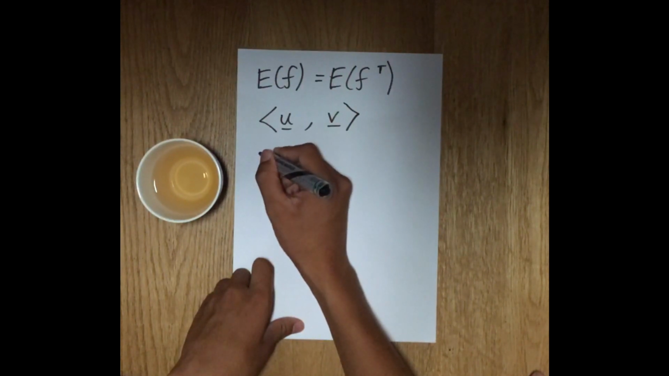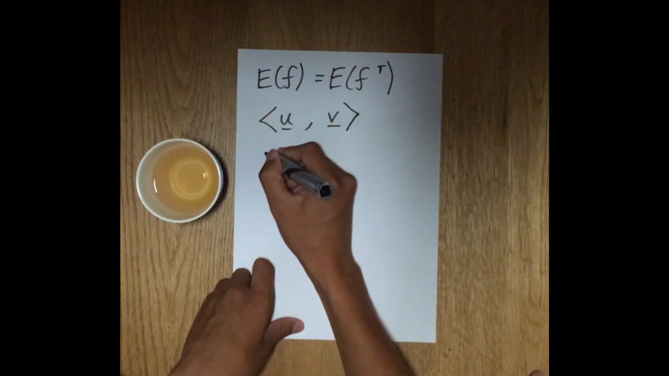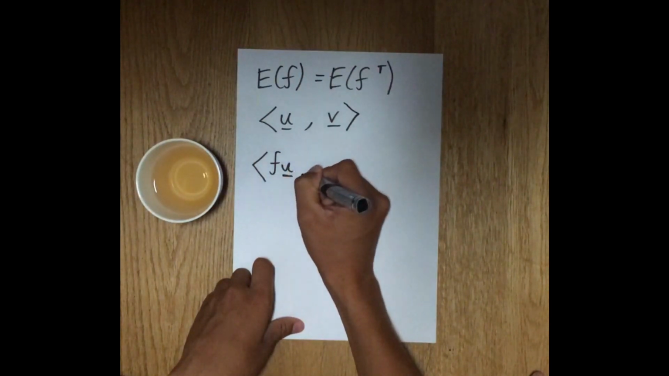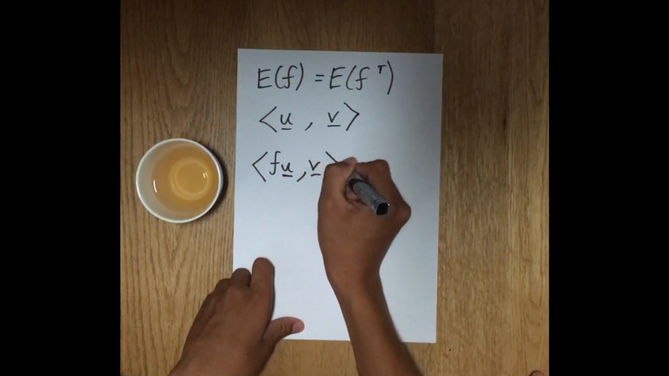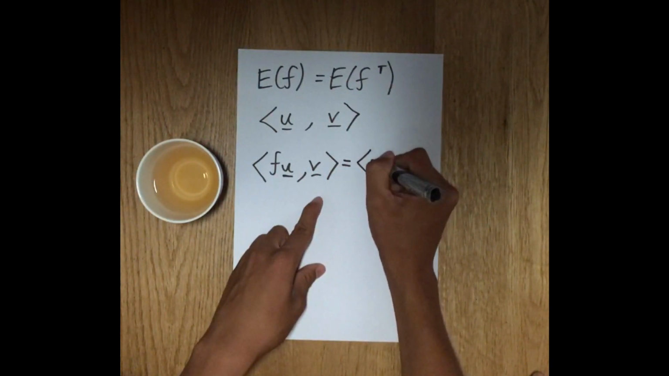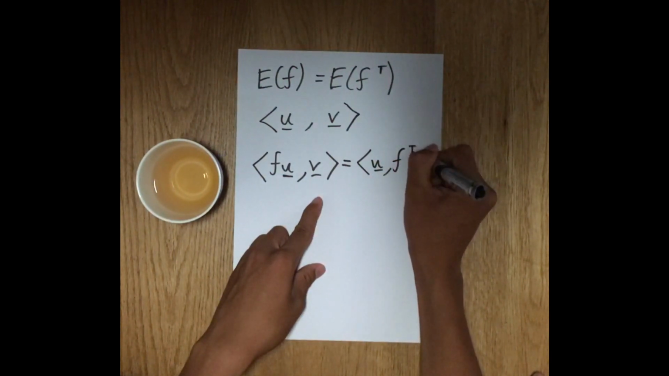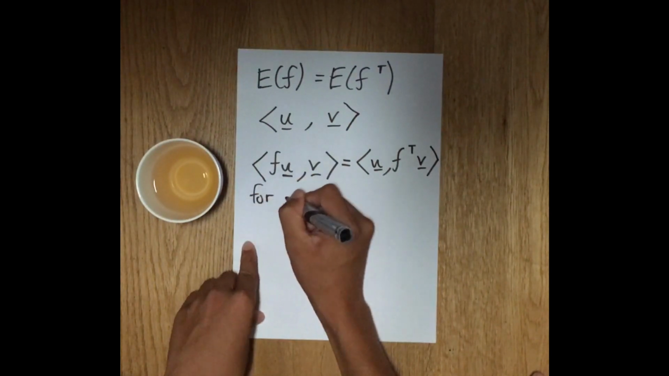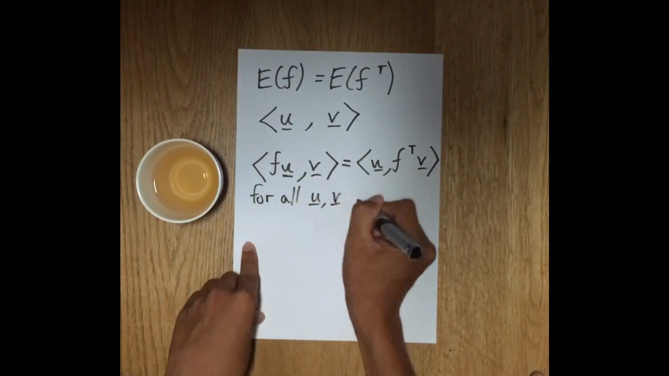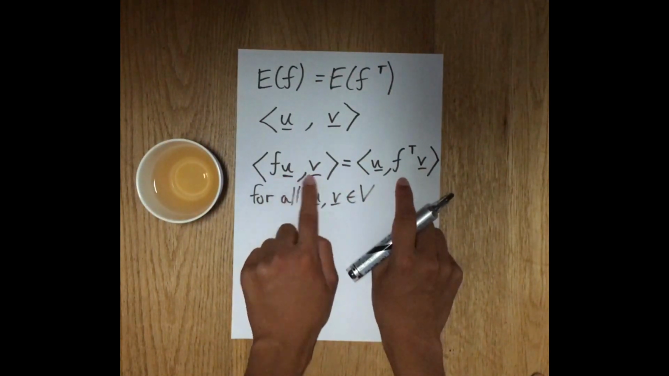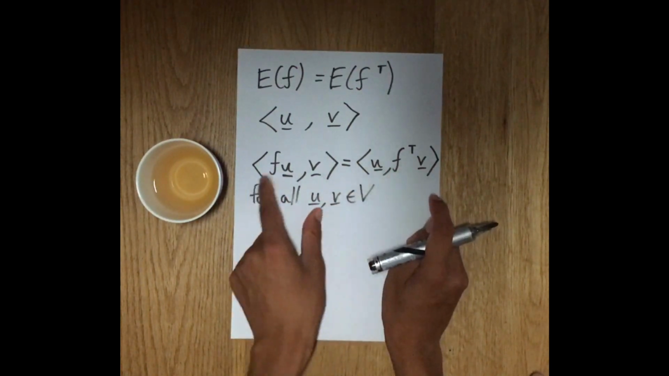So the adjoint of F, which I'm going to write as F transpose, is the unique linear map such that F of U dot V is equal to U dot F transpose V for all U and V in the vector space. So this is quite interesting, that there's a unique map where this is true.